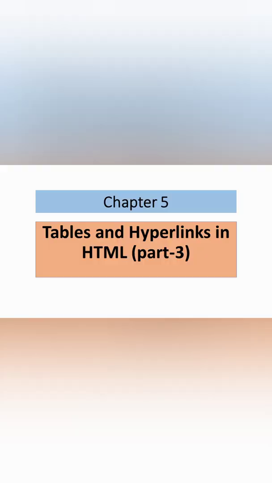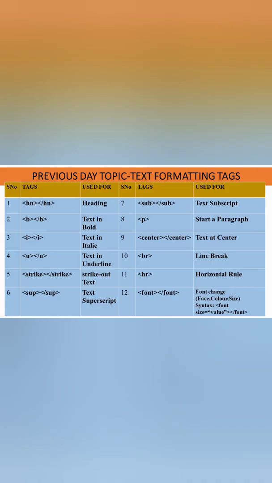Chapter 5, Tables and Hyperlinks in HTML. So students, previously we learned about text formatting tags. These are used to format the appearance of your text on the web page. Now let's see which are the text formatting tags.